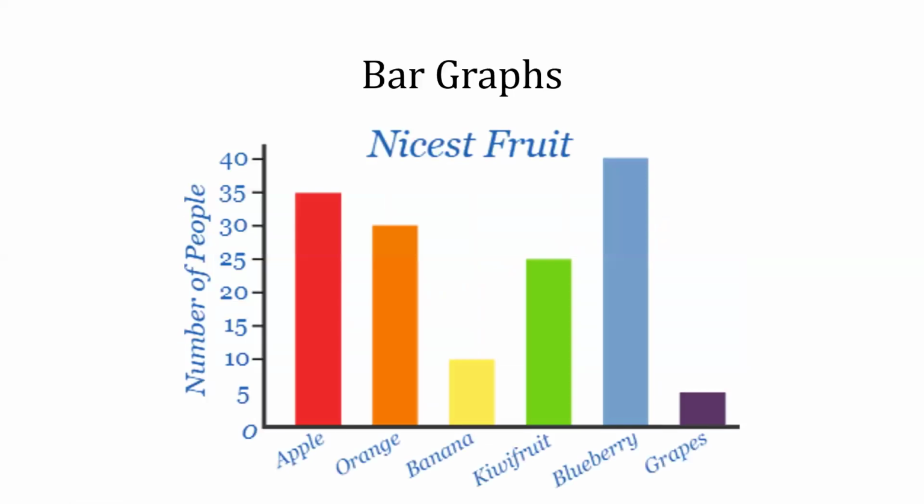Here is an example of a bar graph where one can compare the quantity of 2 or more items relative to the subject. In this example are 6 fruits: apples, oranges, bananas, kiwi fruit, blueberry, and grapes. And the human subjects were asked to select their favorite fruit, and from the results presented, blueberry was their favorite fruit.